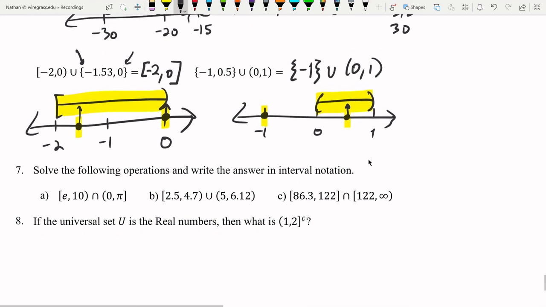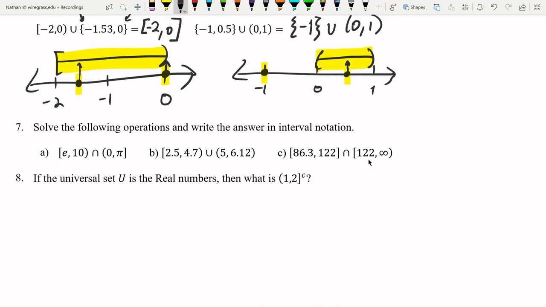Okay, give these ideas a try in number 7 and 8.